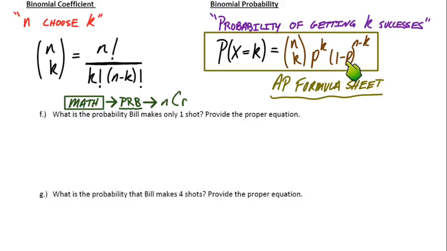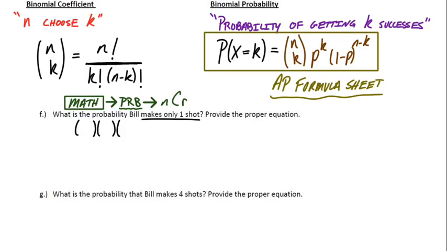And this formula is actually a lot more intuitive than it looks. We'll go through a couple examples to illustrate that. Part F says, what is the probability Bill makes only 1 shot? And provide the proper equation. This is going to be important because sometimes, especially in multiple choice questions, they feature this notation, so I want you to be comfortable with that.